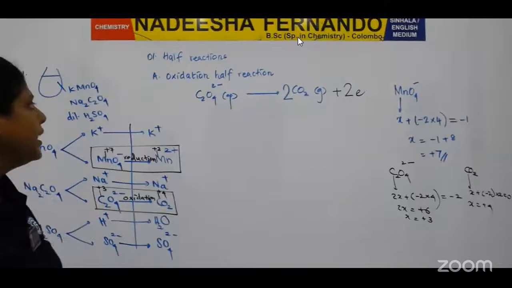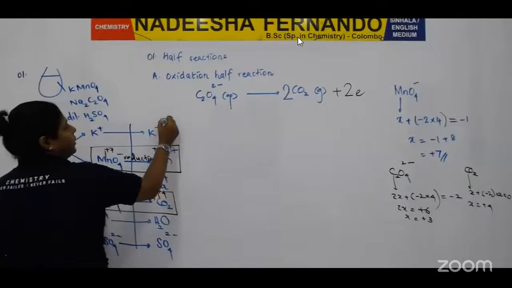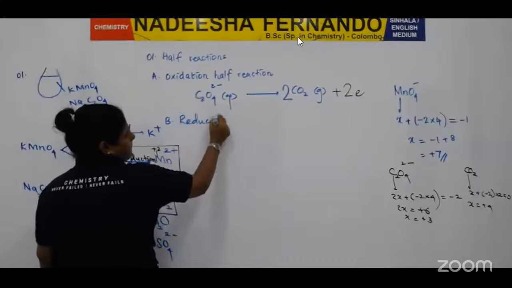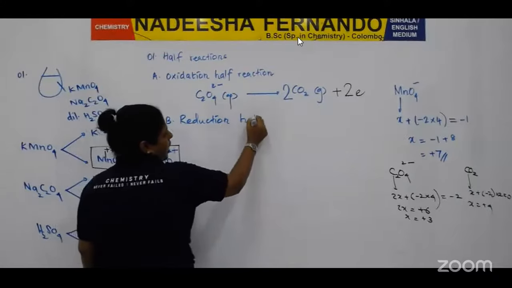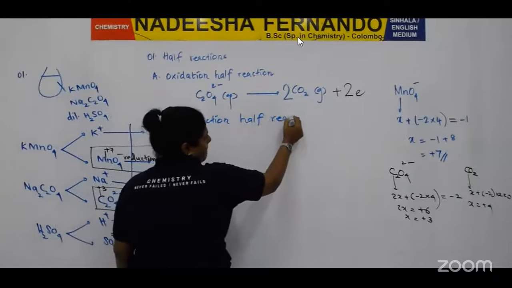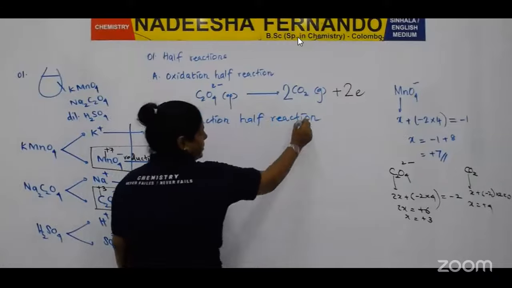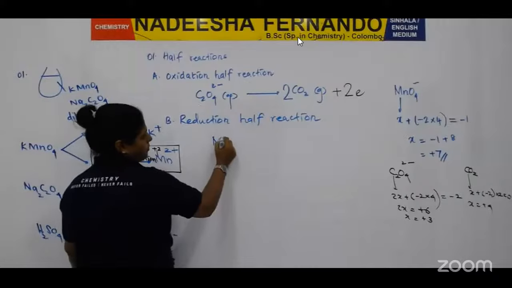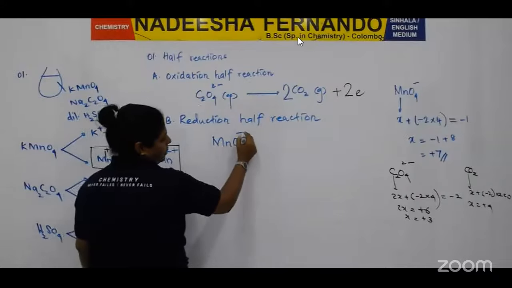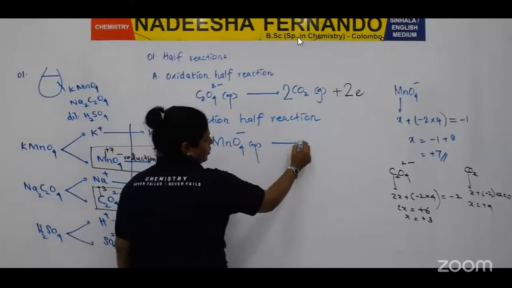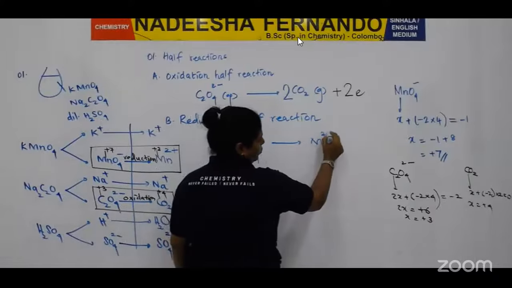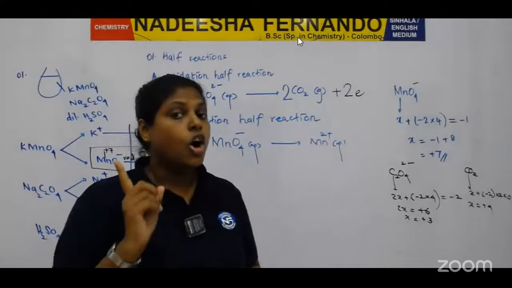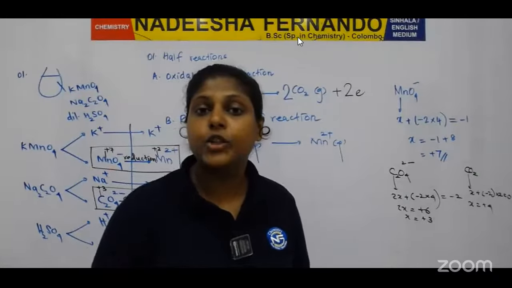Right, good. Then the reduction half reaction. That reduces: MnO4 minus goes to Mn2 plus. First, we need to balance the oxidized or reduced component.